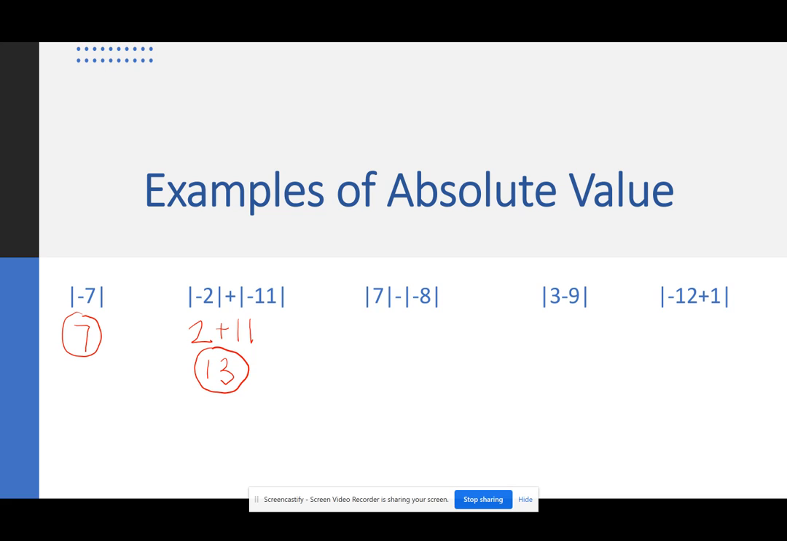Over here we have the absolute value of 7 is 7. Copy down your negative sign. And then the absolute value of -8 is +8. So now we have 7 minus 8 is -1.